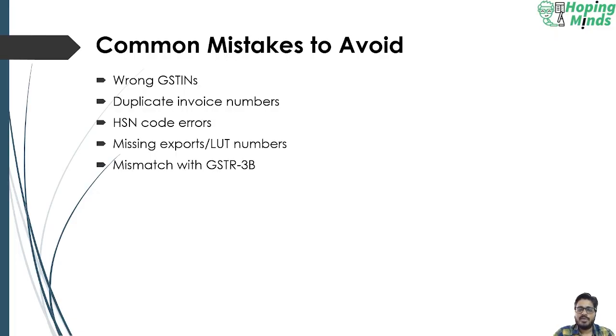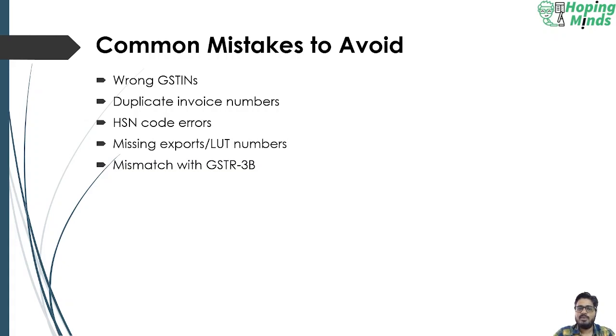Then duplicate invoice numbers. Same invoice number cannot be entered twice in the GSTR-1 return. Then HSN code errors. Every business dealing in specific goods or services has specific HSN or SAC codes. Such HSN or SAC codes must be verified while entering into GSTR-1. Then missing exports or LUT numbers. So any incomplete or incorrect data in the export field will lead to rejection of refund claims by the exporter. So the export fields must be filled up very cautiously.